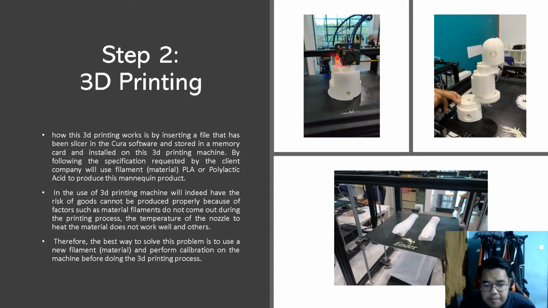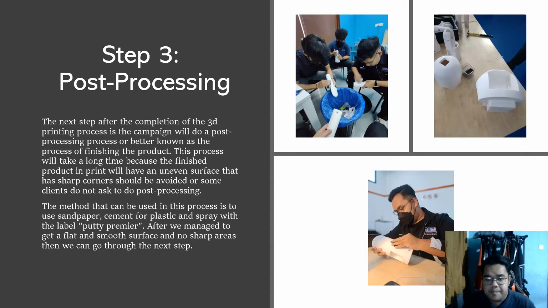In the use of a 3D printing machine, there is indeed a risk that the goods cannot be produced properly because of factors such as the filament material not coming out during the printing process, the temperature of the nozzle to heat the material not working well, and others. Therefore, the best way to solve this problem is to use new filament material and perform calibration on the machine before doing the 3D printing process.